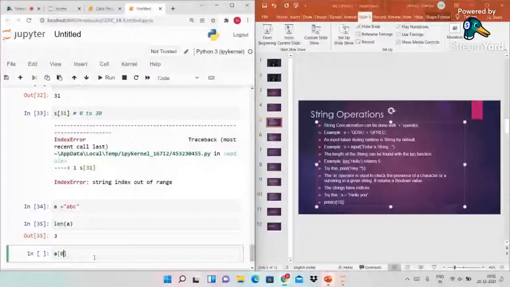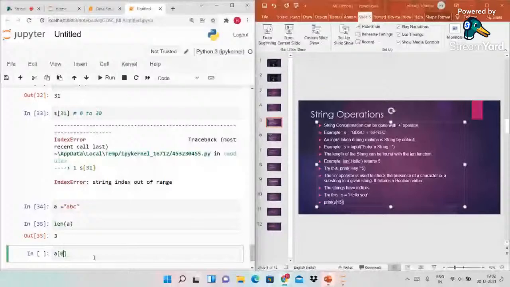So let us see, I'm running this. At the 0th index, it's A. At the first index, it's B. At index 2, it is C. Length is 3, which means it has 3 characters, and the 3 characters stay at the indices 0, 1, 2. At the second index, the answer is C. Yes, you're right. So that is the reason.